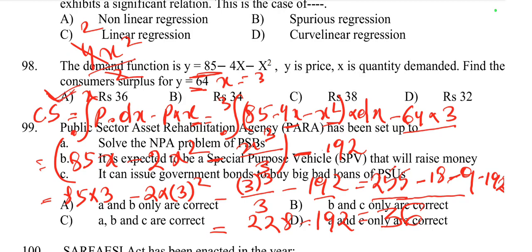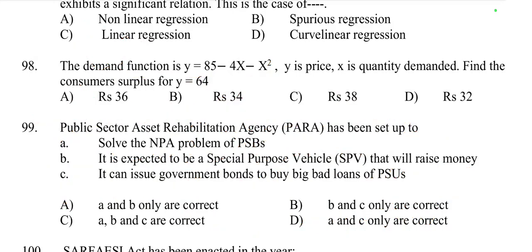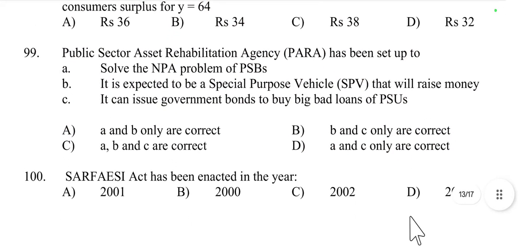So first we have to find out the value of x. Then we apply the formula of consumer surplus, that is the integration of p dx minus px. Then we apply the value of x in the final equation. Then we got the value, that is 36.